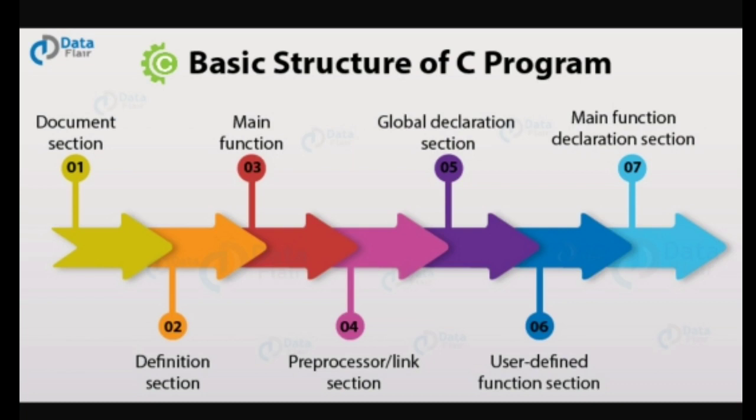Return 0. At the end you give return 0. This command terminates the C program and returns a null value, that is 0. Previously we started with an open bracket, and it ends with the closing bracket. This indicates the end of the program, that is the end of the function.